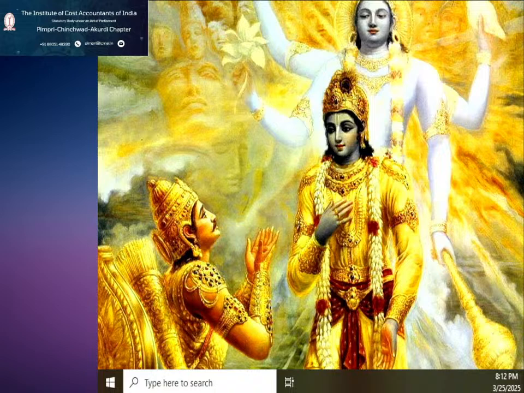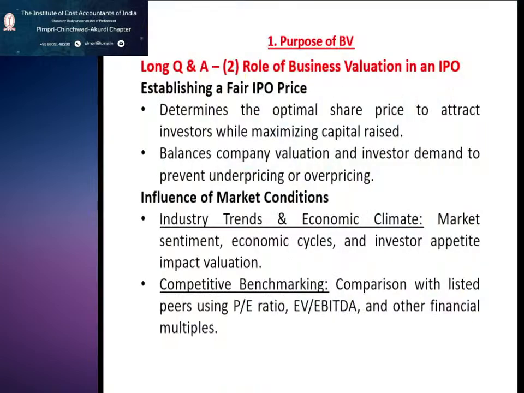So let's understand now the second long question and answer. Role of business valuation in an IPO, how it plays a big role in business value in the IPO. So establishing a fair IPO price, it determines the optimal share price to attract investors while maximizing capital raised. It balances company valuation and investors' demand to prevent underpricing or overpricing also.